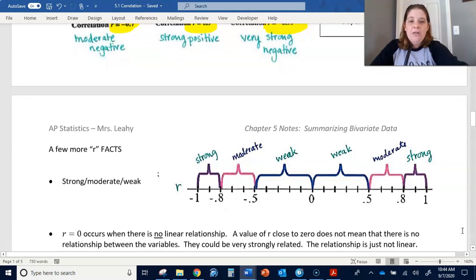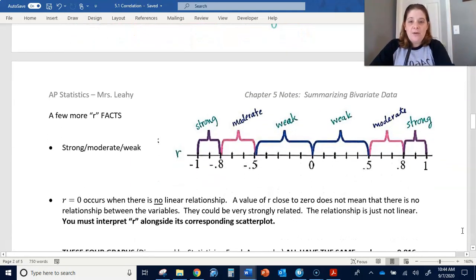Okay, so when we are classifying R, these are sort of general rules. If your R value is between -0.8 and 1 on either side of the scale, we would say that that's fairly strong.